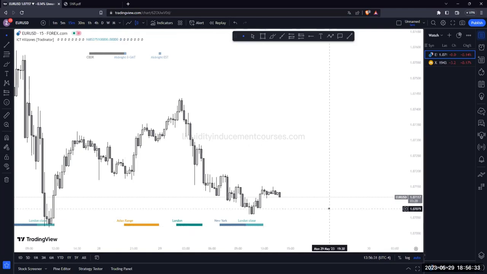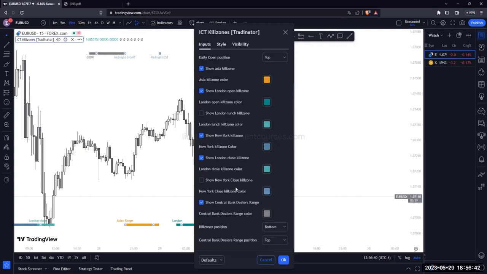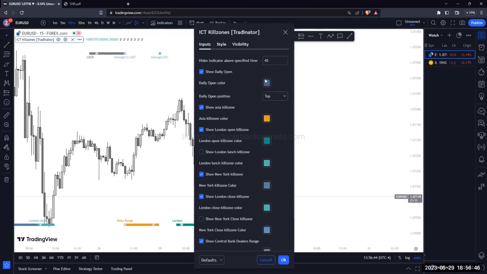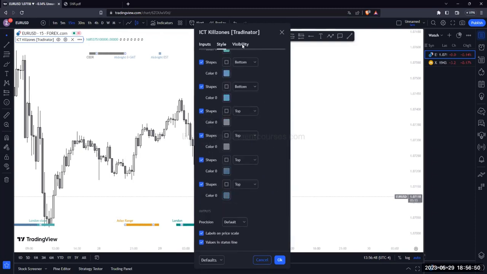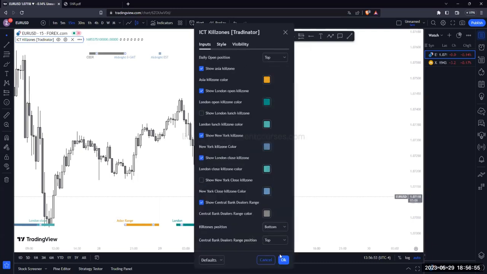Can you show inside, like, you remove the highs and in between the middle colors and all? Oh yeah, for sure. Show London lunch, remove it. Show New York close, remove it, and leave the rest. Style, default, visibility, default. Okay, cool. Yeah, like this. Central bank dealers range, you put it on top. Okay.